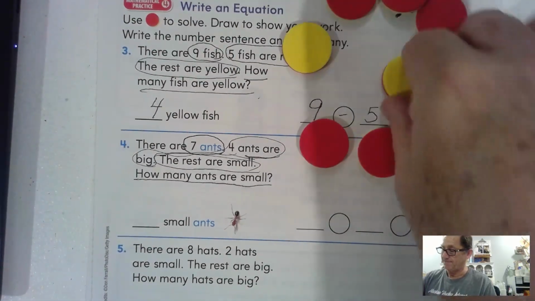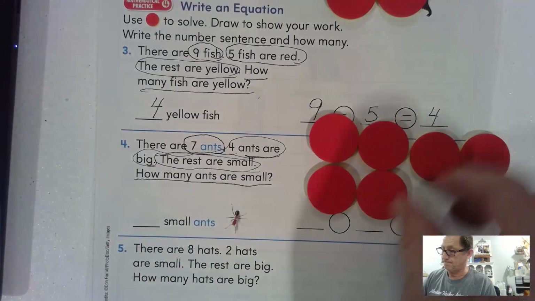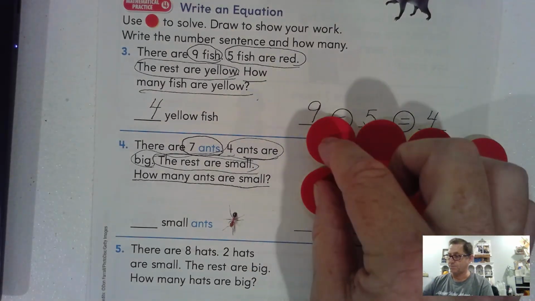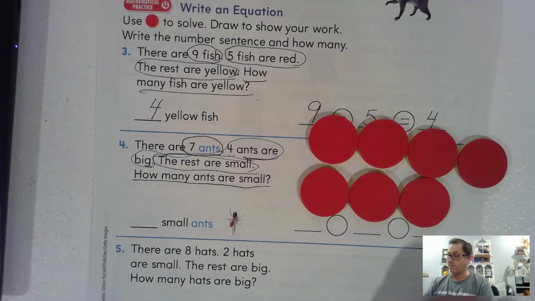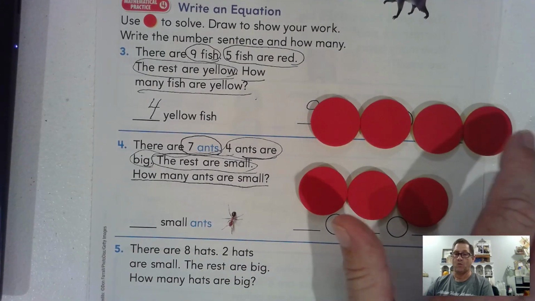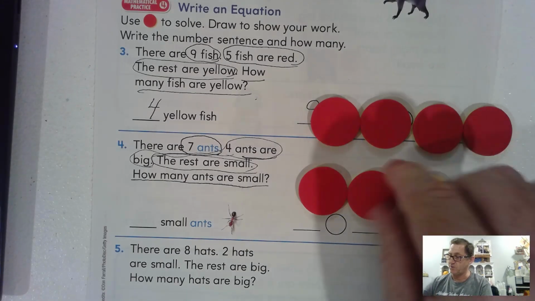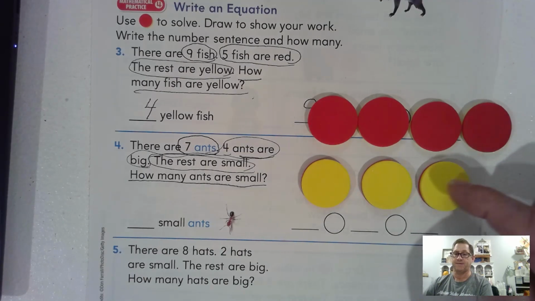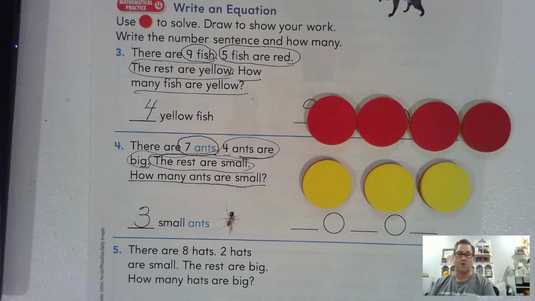So start with 7. Okay, so there's our whole. 1, 2, 3, 4, 5, 6, 7. 4 of them are big. 1, 2, 3, 4. 4 of the whole number of 7 is big. So the other part are small. So let's turn these over to represent the small. So 4 big. How many small? 1, 2, 3. Okay, so we have 3 small ants.